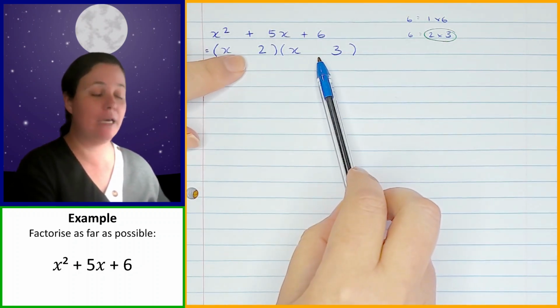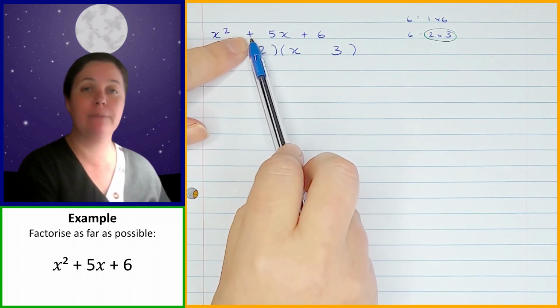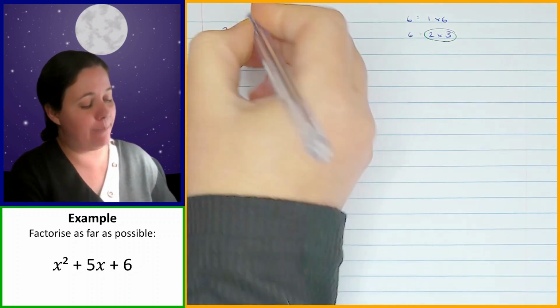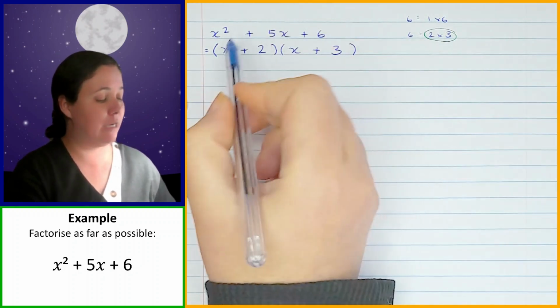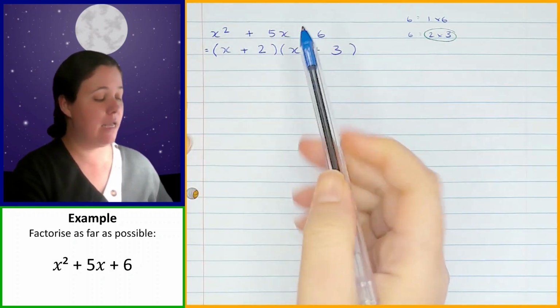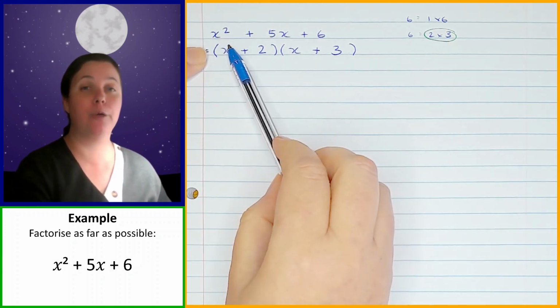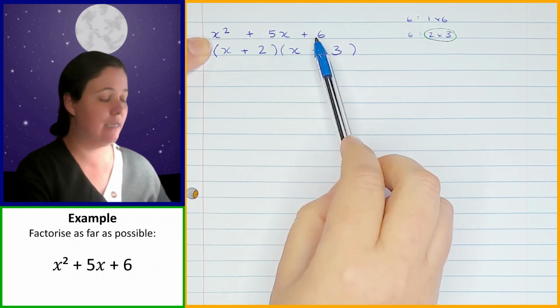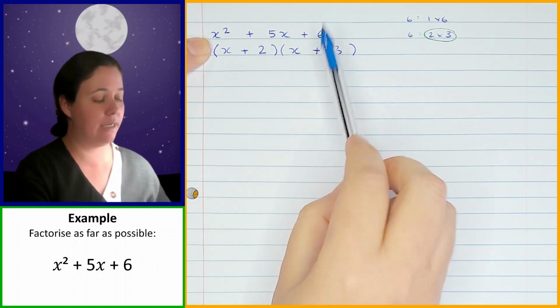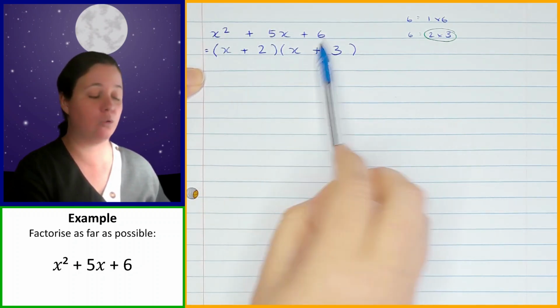So now, what they are comes from the middle term. Because the middle term is positive, they're both going to be pluses. Okay, so that's how we factorize an expression that is a trinomial. A trinomial has 3 terms. It's going to be x squared, something x, and a constant, okay? Make sure it's in the correct order.